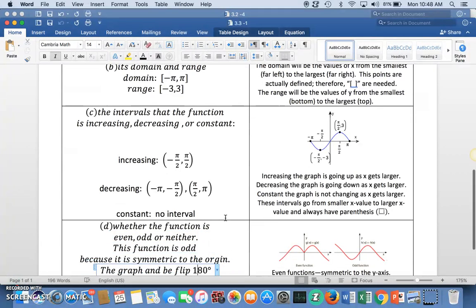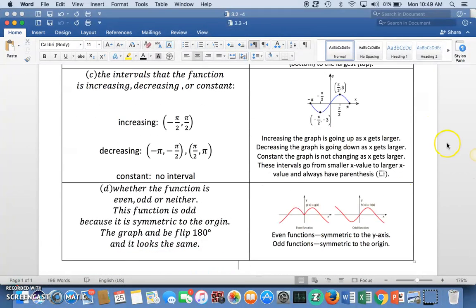Then it talks about even, odd, or neither. And here's a little background on these two. An even function is symmetric to the y-axis. An odd function is symmetric to the origin. And if you'll notice, this looks a lot like what we have. This is very symmetric to the origin. If you flipped it 180 degrees, it would look exactly the same.